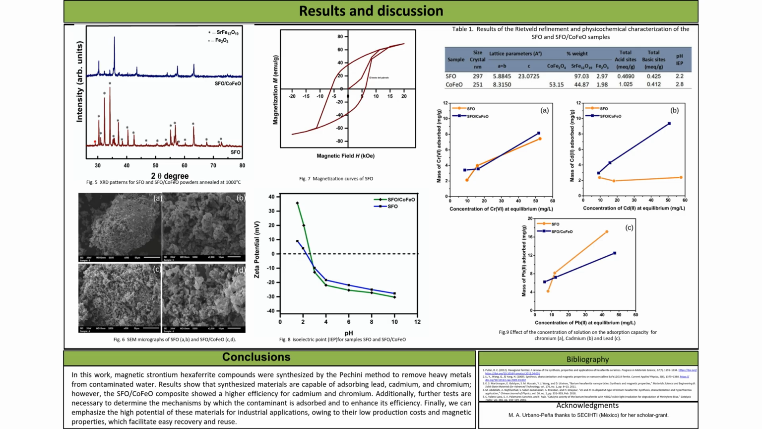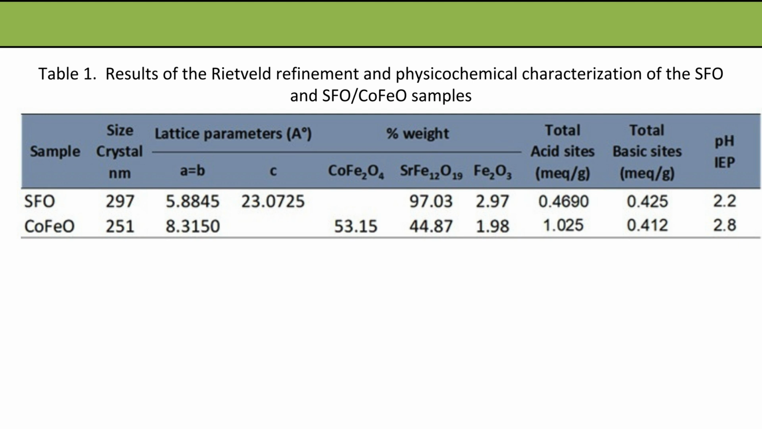For physicochemical characterization, active sites were determined using the Boehm method and isoelectric point using zeta potential. The data are presented in Table 1. For the pure strontium hexaferrite sample, the following data were obtained. Total acid sites 0.4690 milliequivalents per gram, while total basic sites were 0.425 milliequivalents per gram, and the isoelectric point was found at a pH of 2.2.